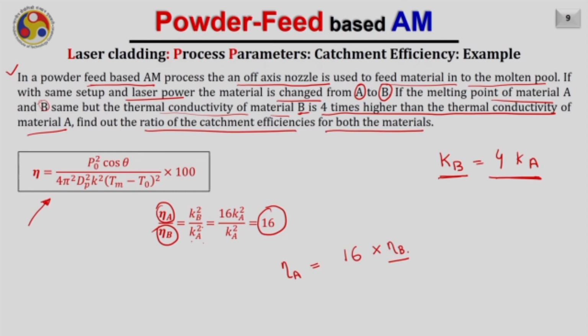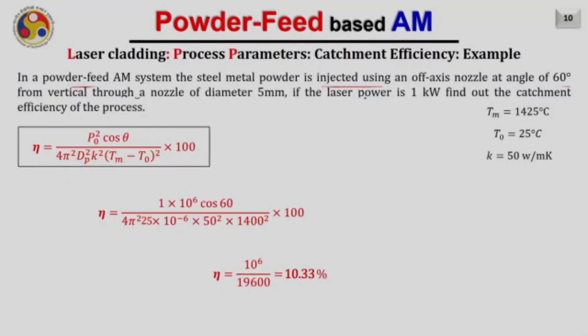Therefore, the more conductive the material is, the lower the catchment efficiency will be, because the size of the molten pool will be very small in those cases. That is why for materials such as aluminium and copper, where the conductivity is very high and reflectivity is also very high, the size of the molten pool is very small, and by keeping the same process parameters, if you run the setup, you will end up with very bad catchment efficiency.